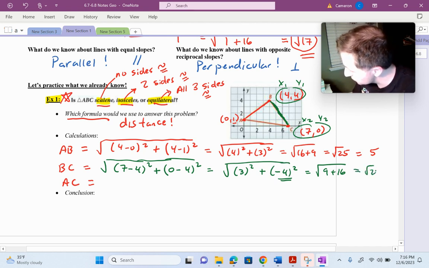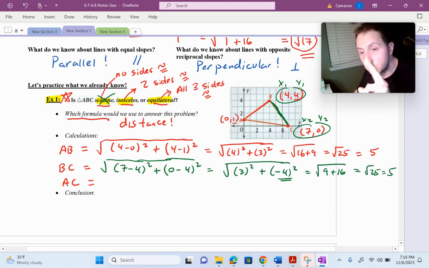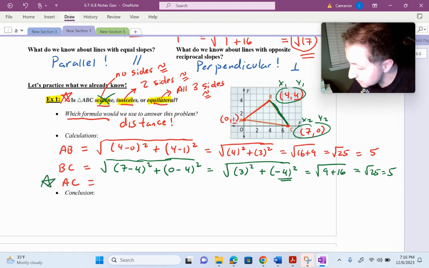And I still get the square root of 25, which is 5. So at least at this point, I know it's not scalene because I already got 2 sides congruent. So it's at least isosceles. Now I need to check that 3rd side to see if it's equilateral.